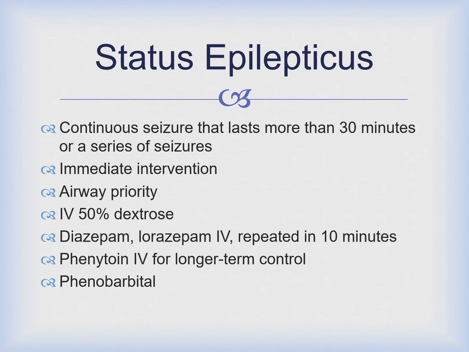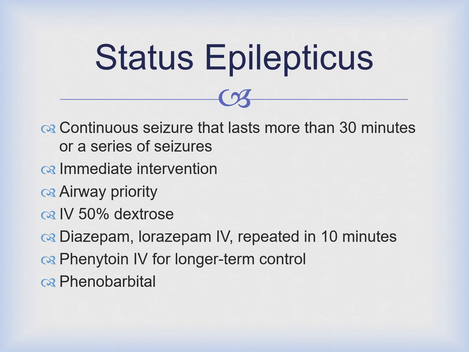So here's our slide on status epilepticus. Your book's definition of this is a little concerning to me. It says it's a continuous seizure that lasts more than 30 minutes. And I like the second part a little better, that it's a series of seizures. And I think that's what you'll see. If someone had active seizure activity for 30 minutes, this is a sick person and is not conducive to life.